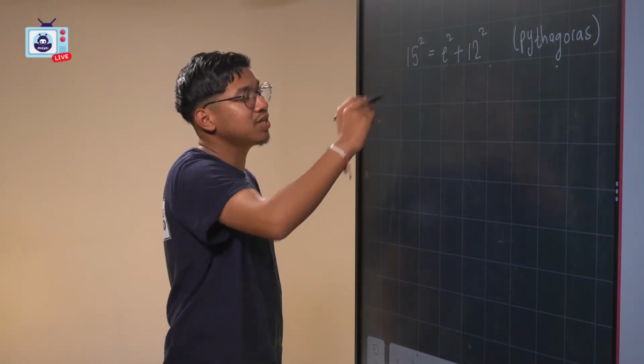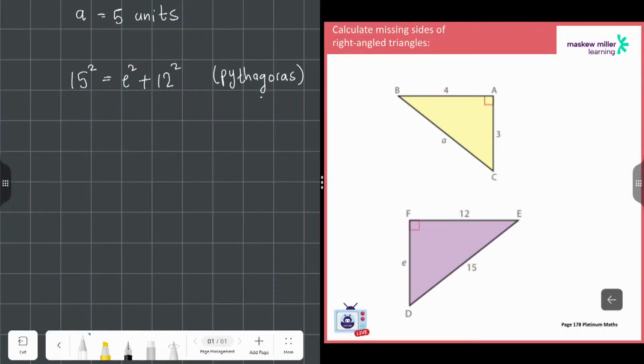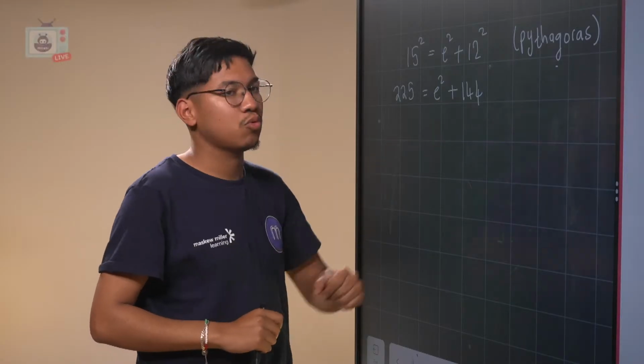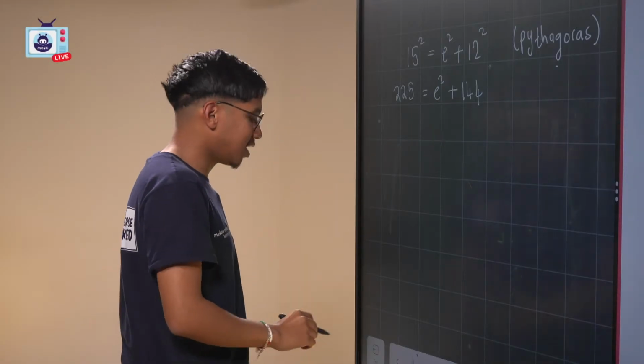So, what is 15 squared? 15 times 15 is 225, is equal to E squared plus 12 squared, which is 12 times 12, and 12 times 12 is 144. Now you need to be careful. Remember, I want to get the value of E only. So what's in the way on this side? It's the 144. So if I can get rid of this 144, then my problem is solved. And can I get rid of it? Of course I can. I can just subtract 144.